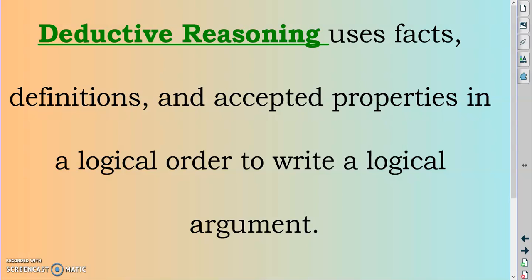We're going to look at two different laws that use our deductive reasoning skills. So deductive reasoning uses facts, definitions, and accepted properties in a logical order to write a logical argument. For example, when you play the game Clue, you use deductive reasoning skills. That's the first place I ever learned the definition of deductive reasoning.